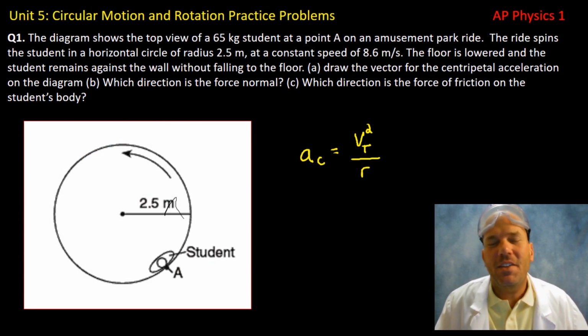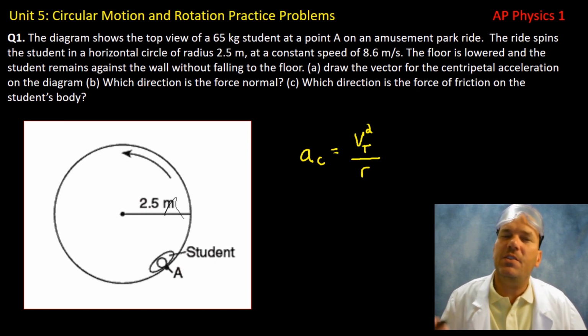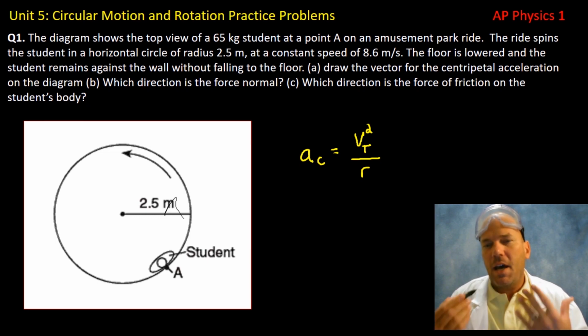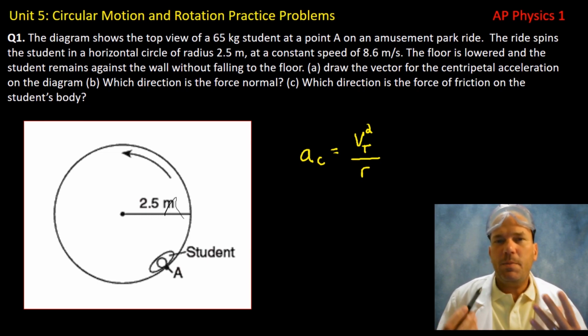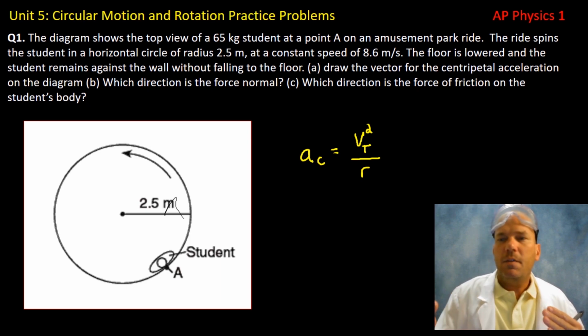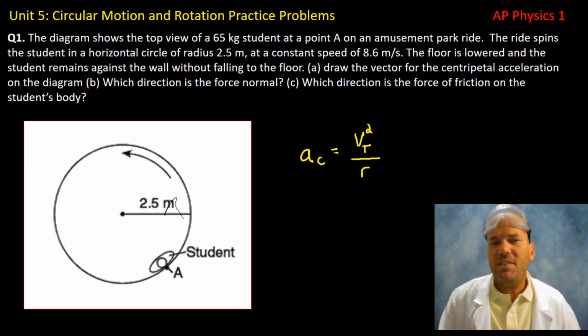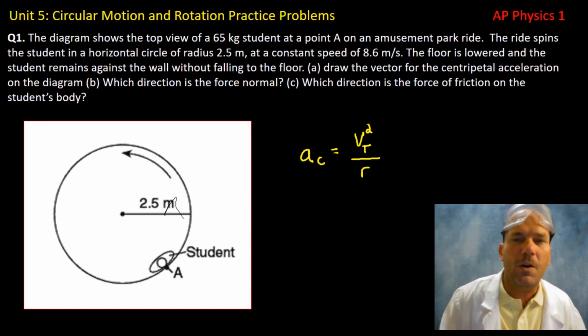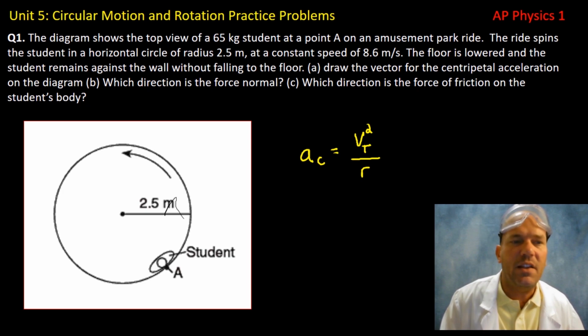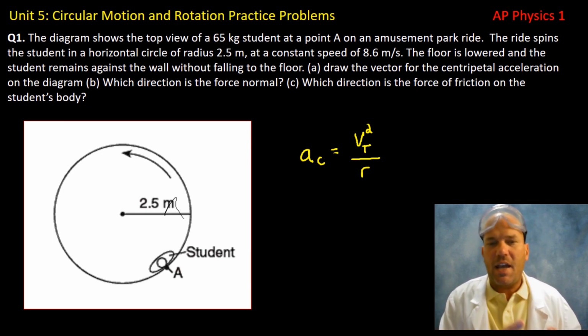All right, let's go ahead and get started with question number 1 on the circular motion and rotation practice problem solutions. Here we have a diagram that shows the top view of a student at point A on an amusement park ride. It spins the student in a horizontal circle of radius 2.5 meters at a constant speed. The floor is lowered and the student remains against the wall without falling to the floor. Part A, draw the vector for the centripetal acceleration for this diagram.